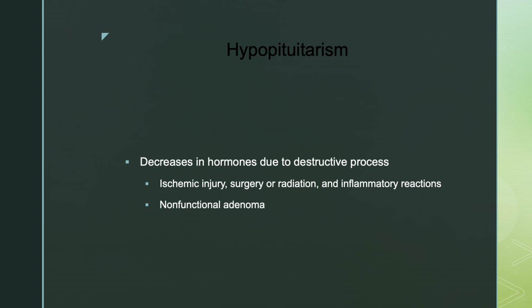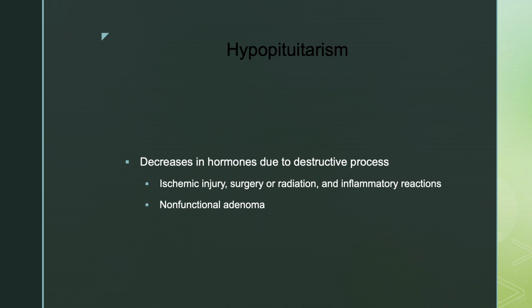Hypopituitarism, on the other hand, is the exact opposite of that. It results from a destructive process of the pituitary gland, for example, ischemic injury, surgery, radiation, inflammatory reactions such as granulomas. Mycobacterium tuberculosis could sometimes result in destruction of the pituitary gland. And some non-functional adenomas could cause compression, atrophy of the surrounding pituitary gland, resulting in decrease in the production of hormones, with the end result of hypopituitarism.